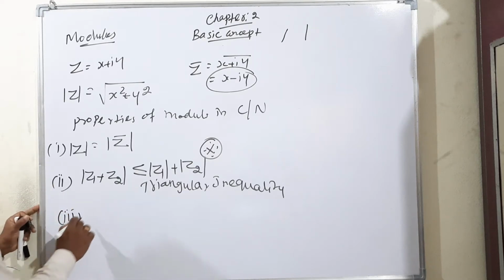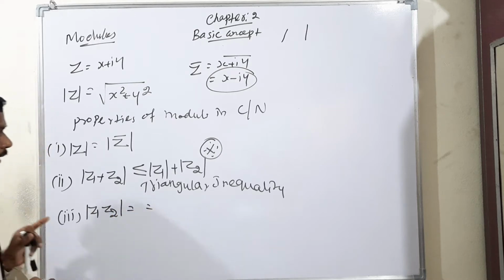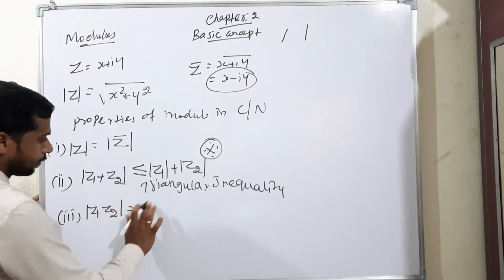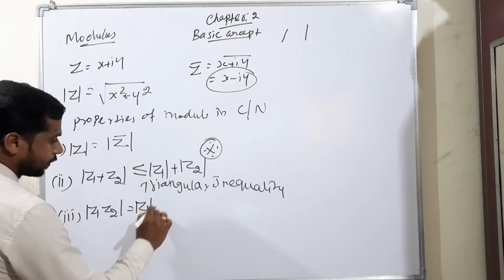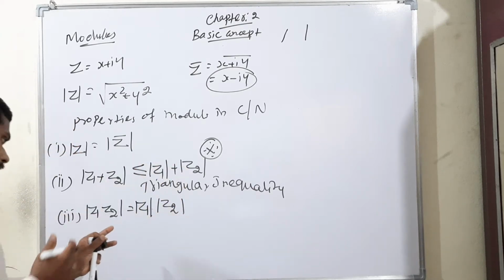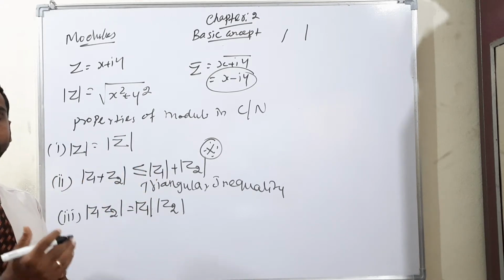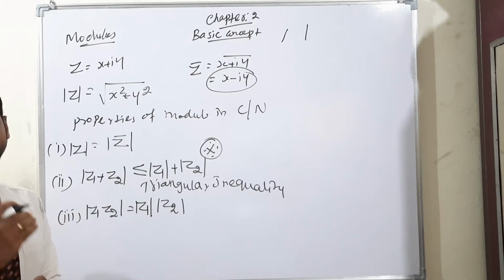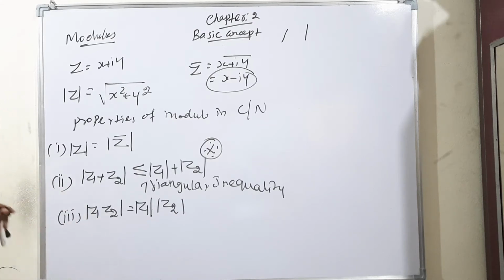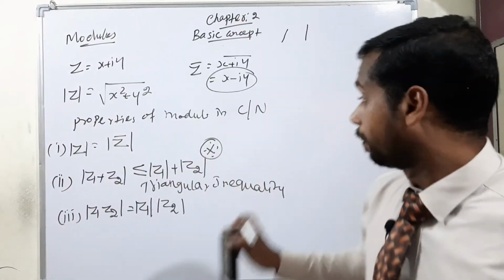Then property number 3: modulus of z1 into z2 is equal to, if you separate it, modulus of z1 into modulus of z2. Likewise, if there are three terms, z1, z2 into z3, we have to say the same on the opposite side also: modulus of z1 into modulus of z2 into modulus of z3. This is property number 3.